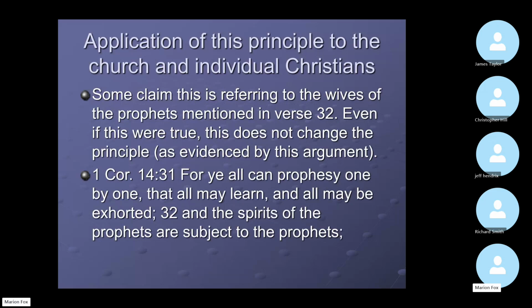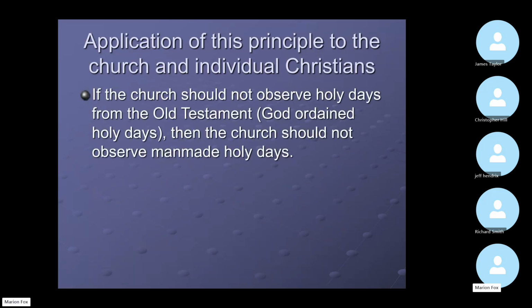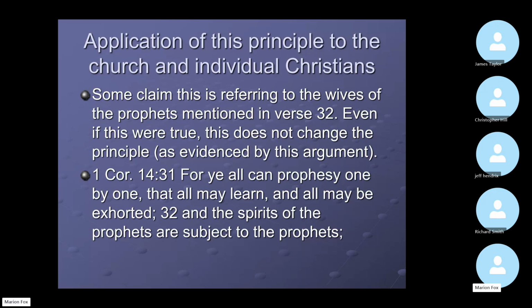Right. Now, let's look carefully here at this verse 31. For you can all prophesy one by one. So he's talking about the prophets. So let's assume that he is talking about the prophets here. If this, then we can say, if the wives of the prophets who are greater are not to speak, then the wives of the non-prophets who are lesser are not to speak. Right? Any questions?